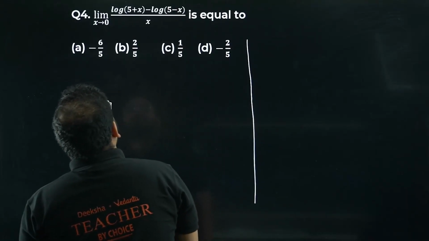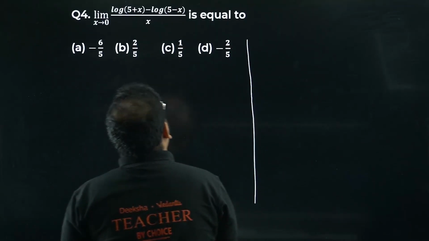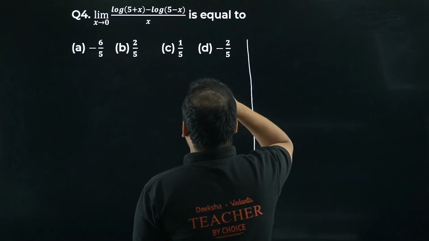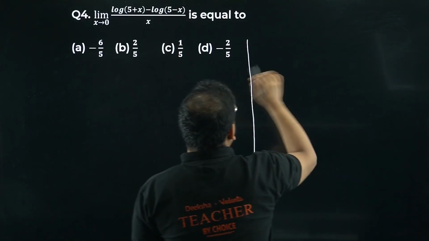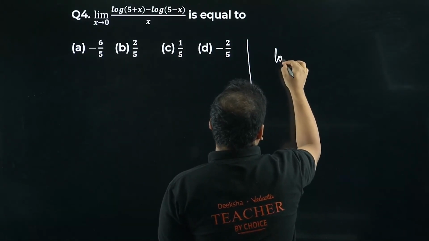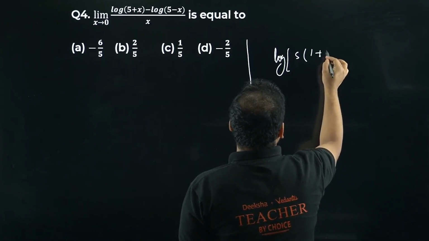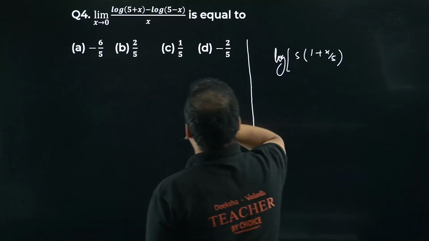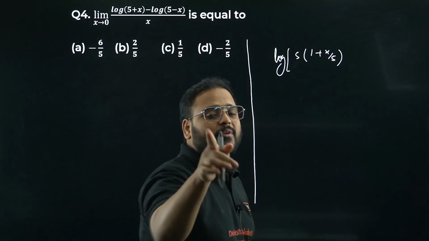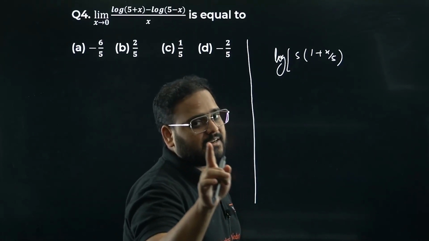I'll take 5 common actually over here. So forget about the limits right now. We'll simplify this function first. So in the log, I'll take 5 common. It will become 1 plus x by 5. Why this way? Because remember the formula for log has 1 plus x upon x in it. That's why.